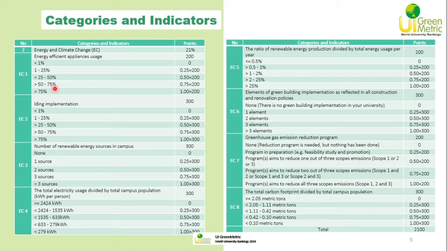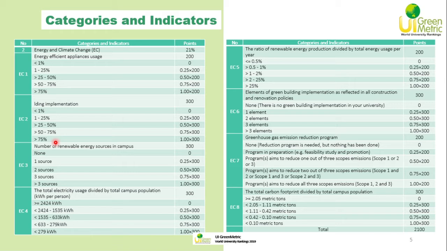75% of the appliances used on your campus is energy efficient. For smart building implementation, it is required that this is for the highest score. Your university carries on smart building implementation to the extent that 75% or more of the buildings on your campus are smart. This is criteria number 2 for energy and climate change.